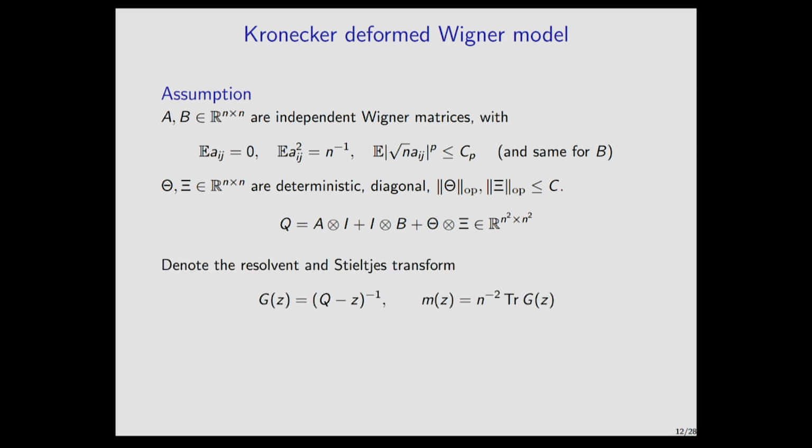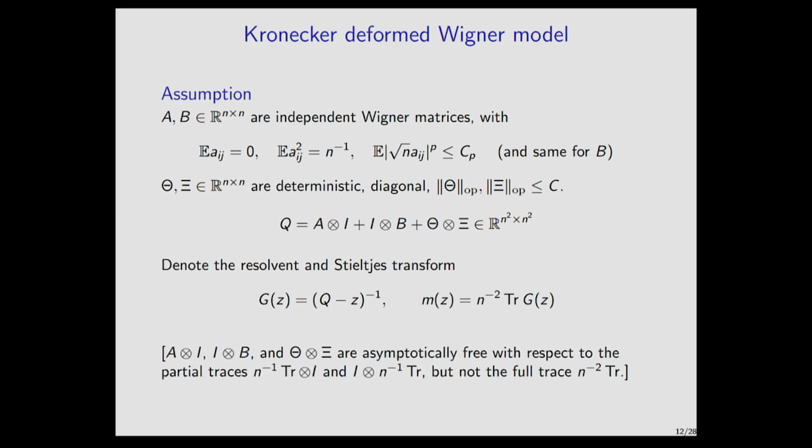The resolvent will be (q minus z times identity) inverse. The Stieltjes transform is 1 over n squared times the trace, because this is an n squared by n squared matrix. Okay. One thing I want to clarify off the bat is that the freeness property in this model, so there is some asymptotic freeness in the model, but there's not asymptotic freeness with respect to the full trace. Instead, the freeness that arises is with respect to these partial traces, where you take the trace in one block, right? One way you can see that the model is not free with the whole trace is that, for example, the first two of these matrices actually commute with each other. A cross I and I cross B are commutative, so they can't be freely independent.